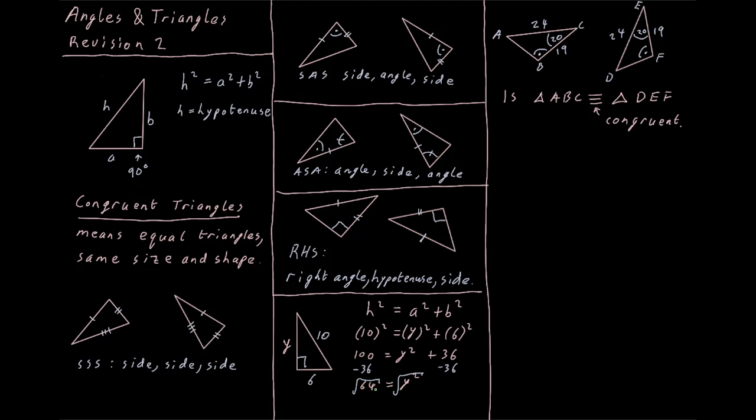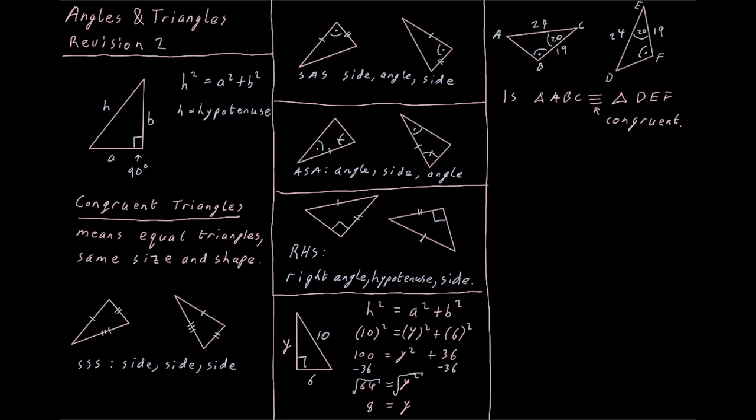But we should always think when we take a square root, we could end up with a negative result. But here, it's a physical object. I'm not worried about negative numbers. So I end up with y being 8. Now, we can be asked about how to show congruence.